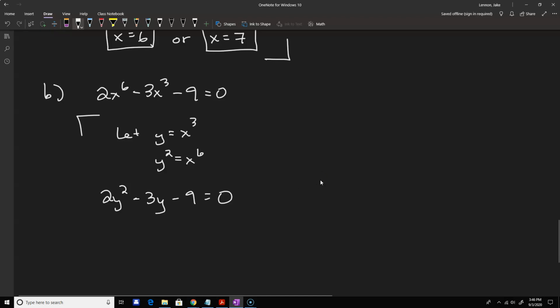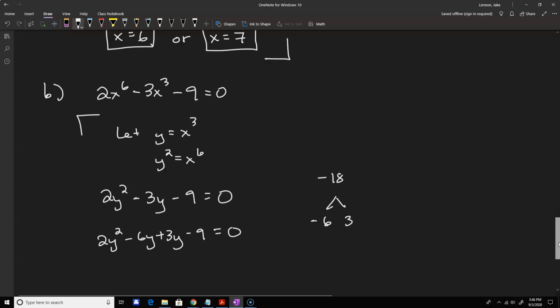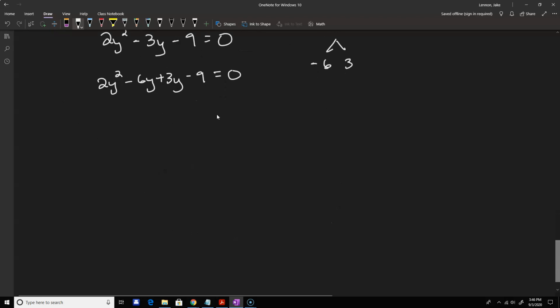So we factor by grouping. 2 times negative 9 is negative 18. We're looking for two numbers that add to negative 3 and multiply to negative 18, so those would be minus 6 and plus 3. So we get 2y squared minus 6y plus 3y minus 9 equals 0. We're splitting that middle term because minus 3y is the same as negative 6y plus 3y, which are the numbers that we got to start.